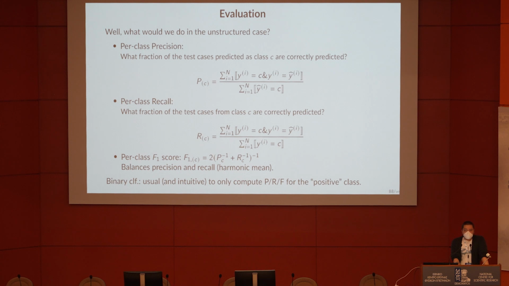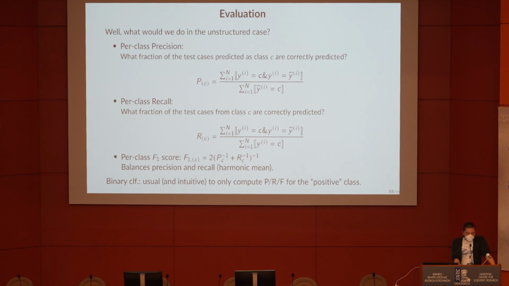You may also be familiar with precision, recall and F1. Precision, given a class, is the fraction of the test cases correctly predicted as class C. So they must be a part of class C and they must be correctly predicted. Recall is the fraction of test cases from class C that are correctly predicted. So how many do we get back out of the ones that are really from class C? Okay, and the F1 score is the harmonic mean of precision and recall.